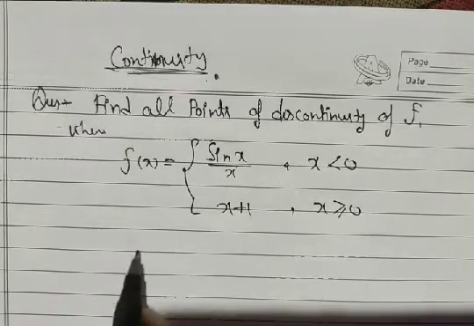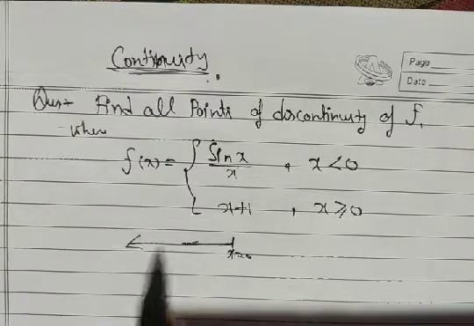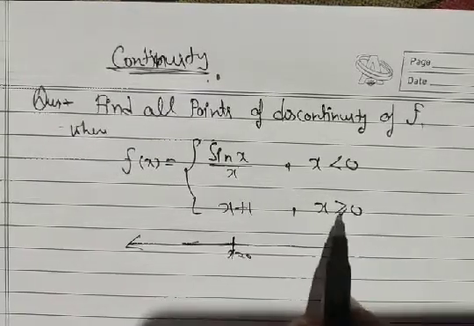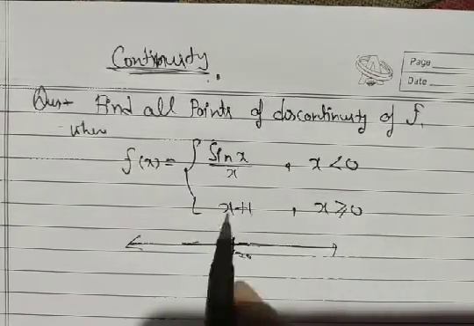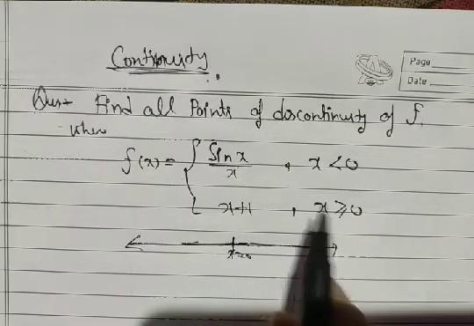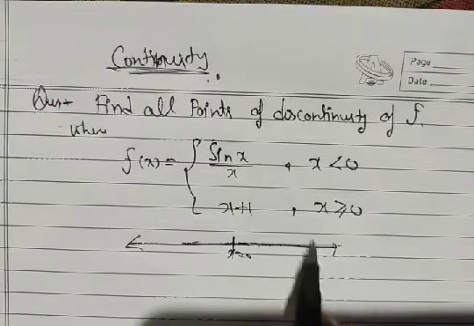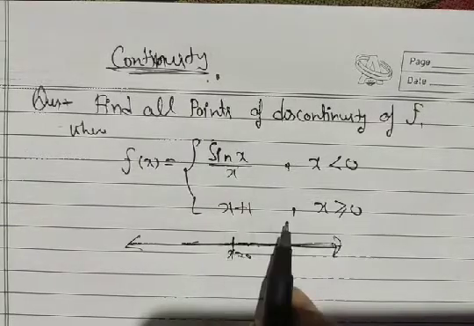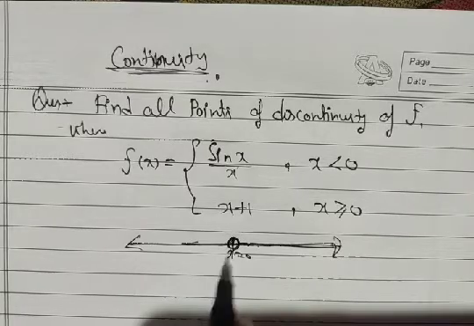Here, being a rational function, our function is continuous. When x is greater than or equal to 0, our function is defined as x plus 1, which means it is a polynomial function. Again, it is a polynomial function when x is greater than or equal to 0, and so our function is continuous there. But we are not sure about the point x equal to 0.